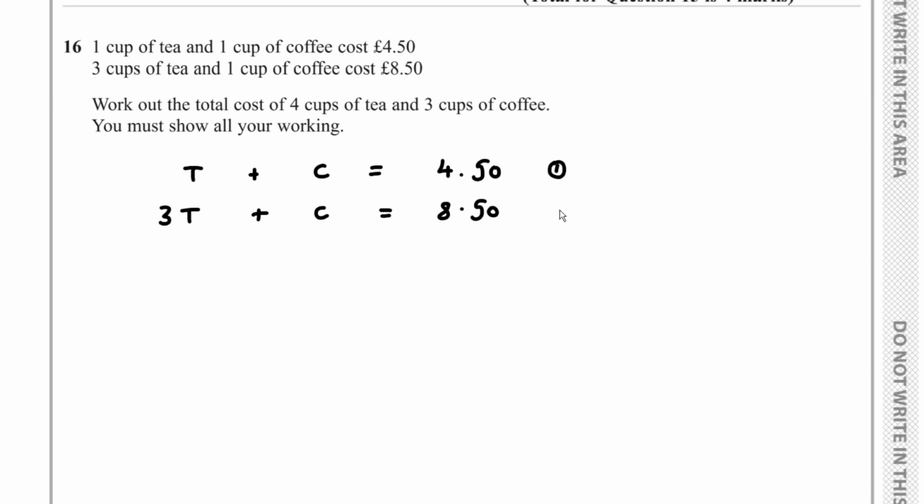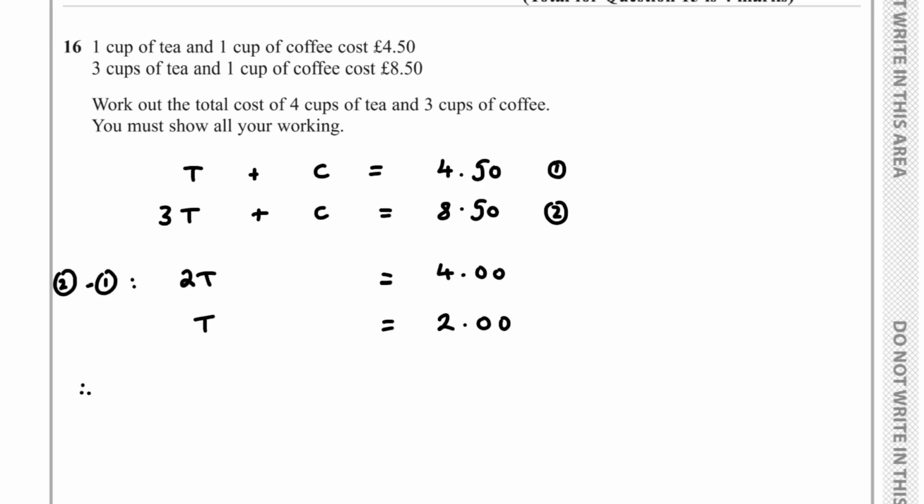If I call this equation 1 and this equation 2, and then do equation 2 take away equation 1, 3t take away t, that's just 2t. So I've got 2t equals 850 take away 450, which is just 400. So 2t equals 4, so that means t equals 2. So we've got 1t equals £2.